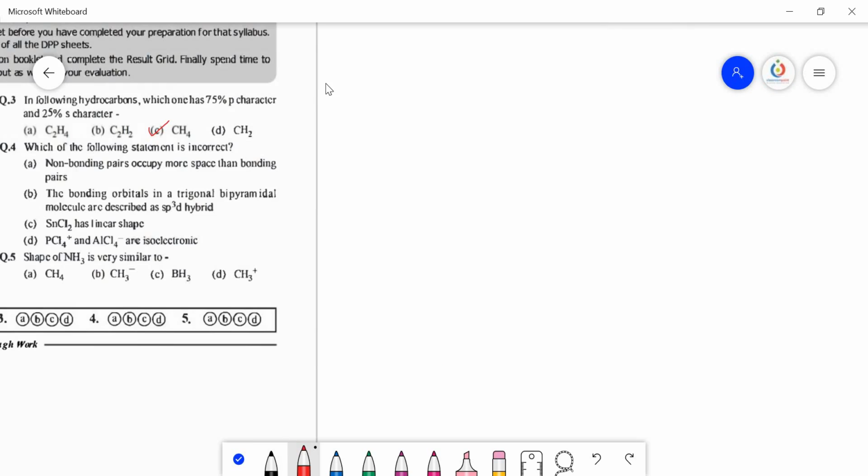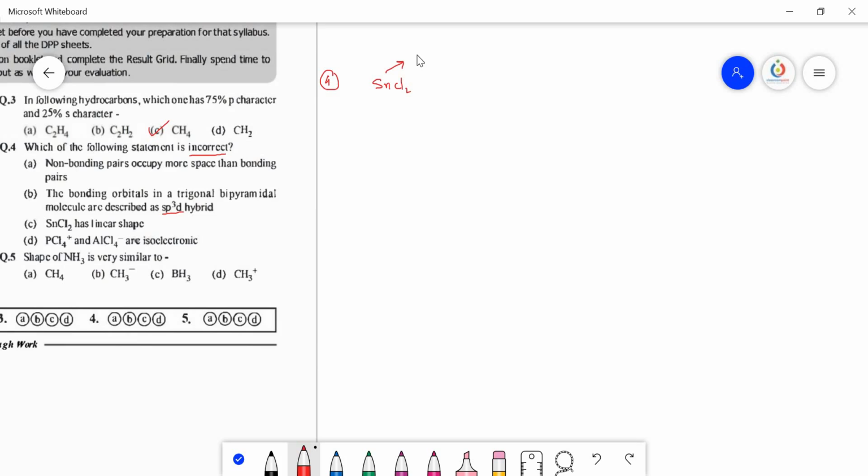Now let's try to solve question number 4. In question number 4, which of the following statements is incorrect? They are asking: option A, non-bonding pairs occupy more space than the bonding pairs of electrons, that we just discussed. Option B, bonding orbitals in a trigonal bipyramidal molecule are described as sp3d hybridization, that also we just calculated. And option C, SnCl2 has linear shape. So let us see the SnCl2 molecule.